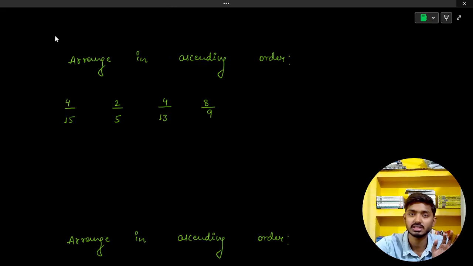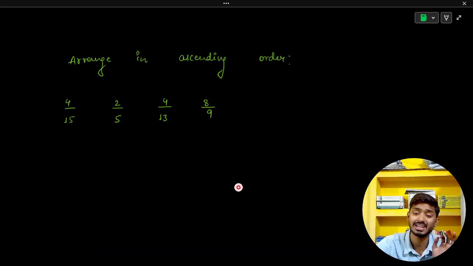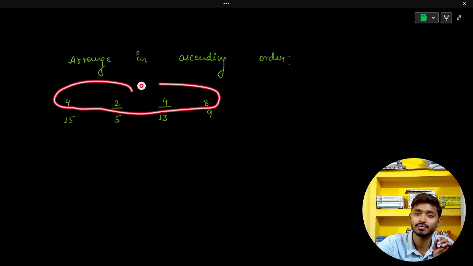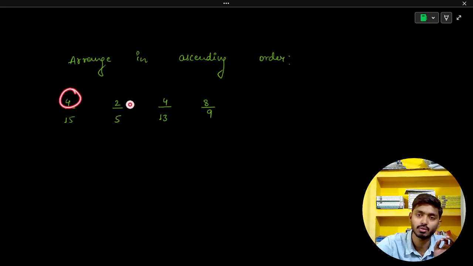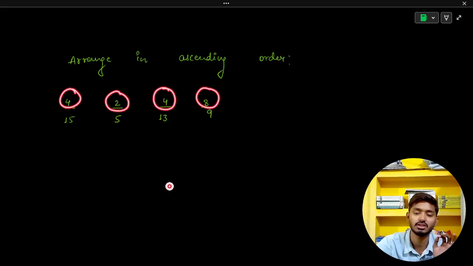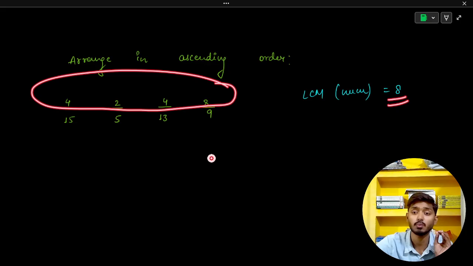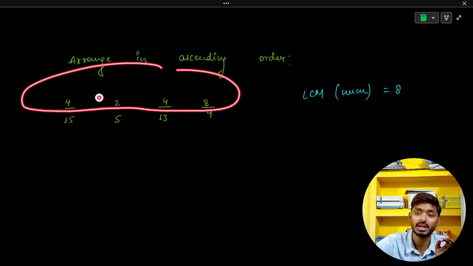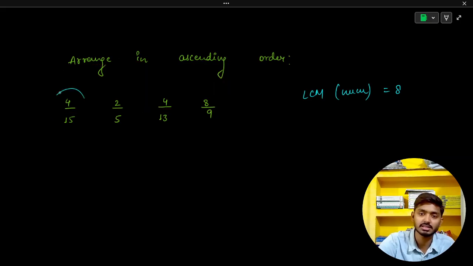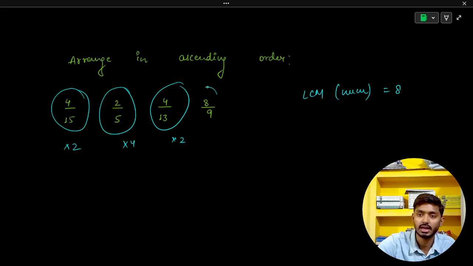Well, they have asked us to arrange these given fractions into ascending order. Now, what I can very clearly observe is I can easily find the LCM of the numerator section. We have 4, 2, 4 and 8 in the numerator section. I can easily find the LCM of the entire numerator, which is 8, I'd say. Now what we'll try to do is convert all the numerators to 8. Multiply whatever you wish, just convert all the numerators to 8. So let's multiply this by 2, this by 4, this by 2 again, and this by 1, in order to change all the numerators to 8.